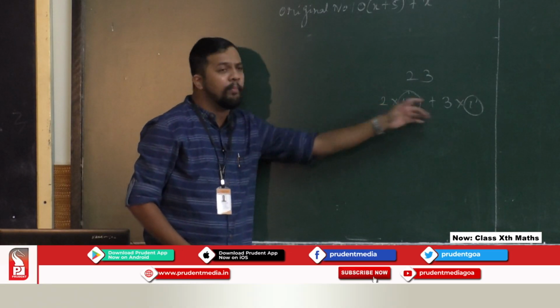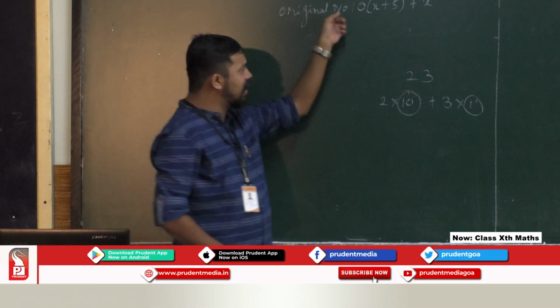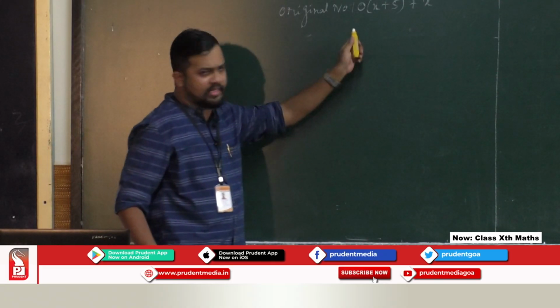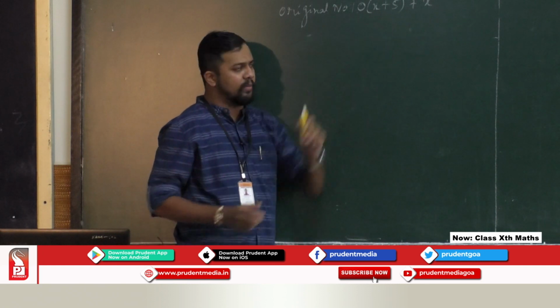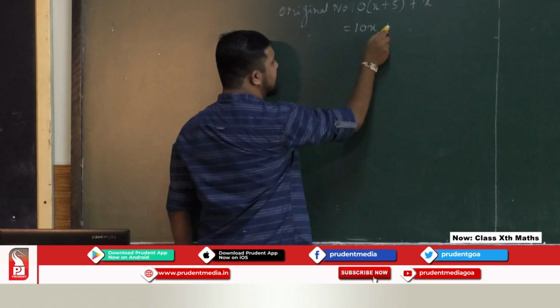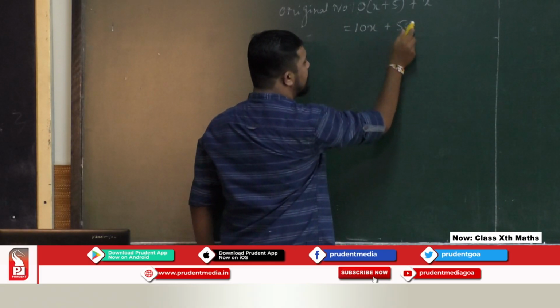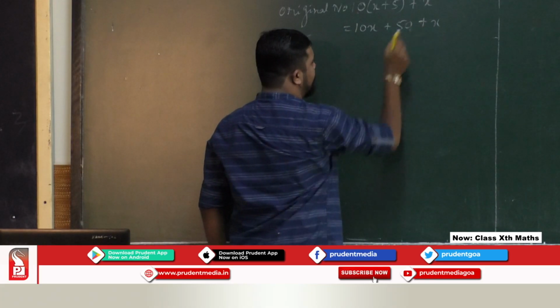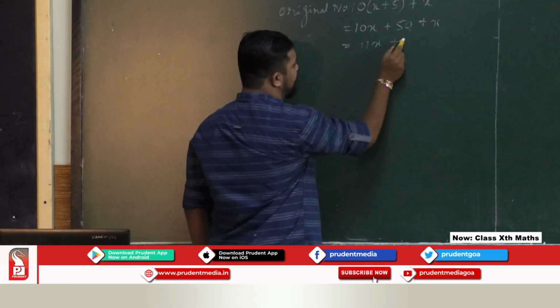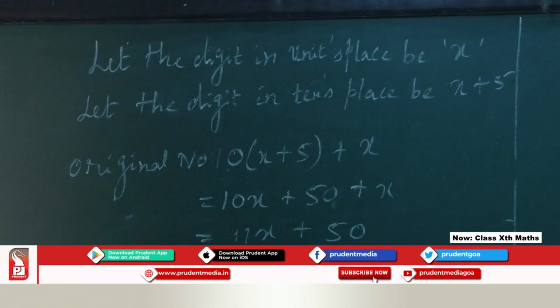Here a number was there. Now number is not there. Now some expressions are there. Okay. So I got tens place, that is x plus 5, and unit place x. Open the bracket first. 10 into x, 10x, plus 10 5s are 50, plus x. Add, that becomes 11x plus 50. So this is my number, just like my number 23, this is my number, that is 11x plus 50.